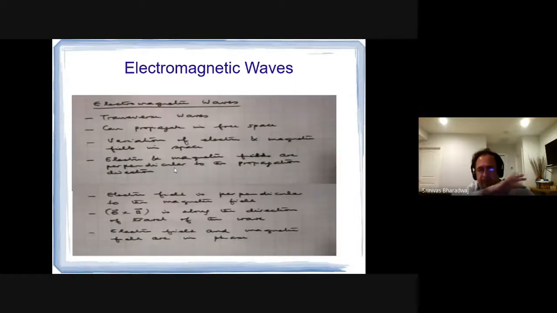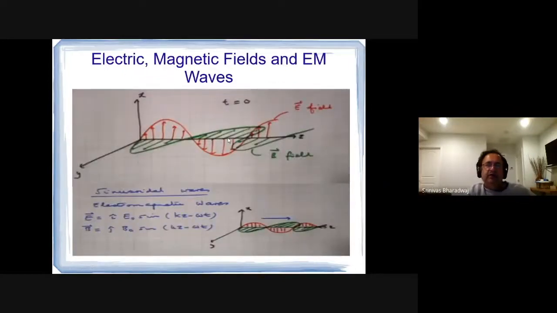Okay, if the wave is going this way, the electrical field will be this way, and the magnetic field will be this way. So if the wave is moving in the z direction, the electrical field will be in, say, x, and the magnetic field will be in, say, y. The cross product of the two, E cross B, is along the direction of the wave. Okay, so this is the basic idea of electromagnetic waves.